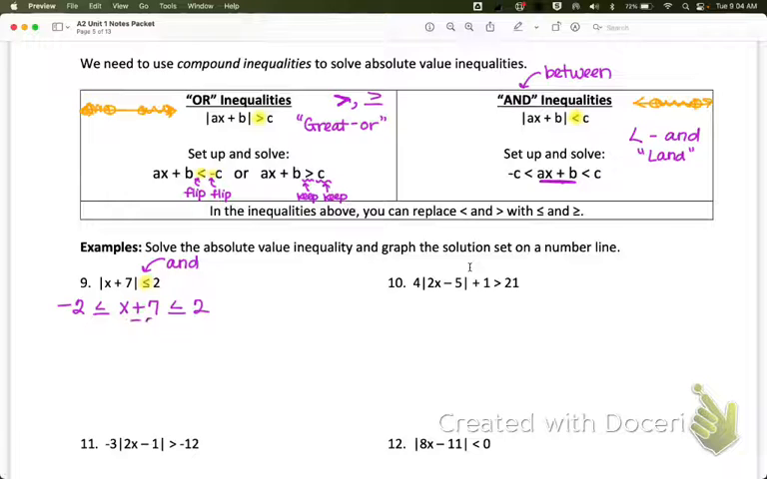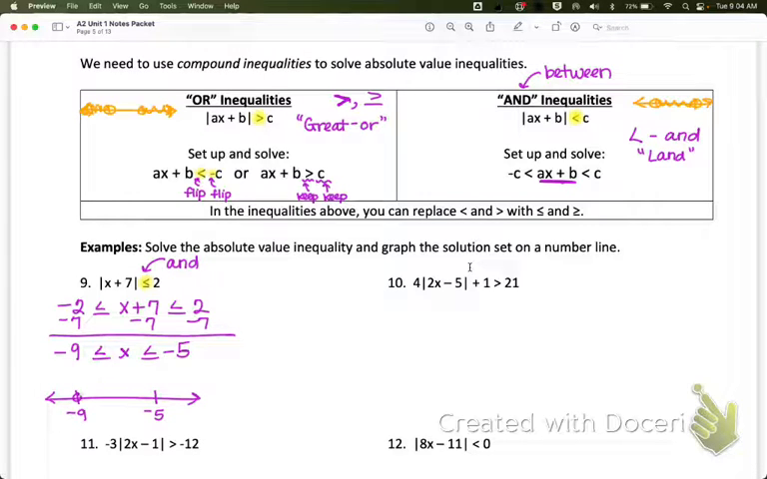So I'm going to subtract 7 from all 3 spots, and I get negative 2 is less than or equal to x is less than or equal to, I'm sorry, this is not negative 2. That's going to be negative 9, and this is going to be negative 5. So there's our solution. If I graph it, I'll have negative 9 and negative 5 solid dots since they're equal to, and we'll shade in between.